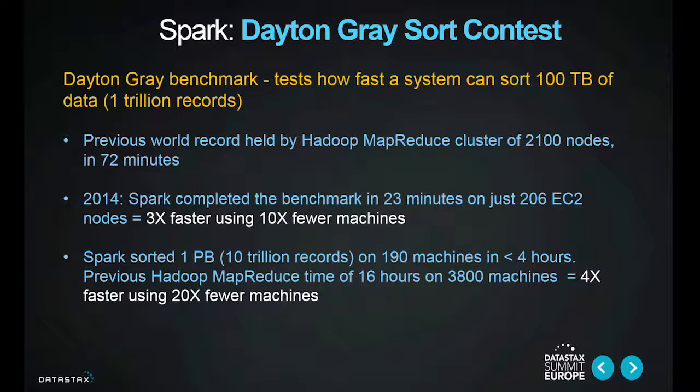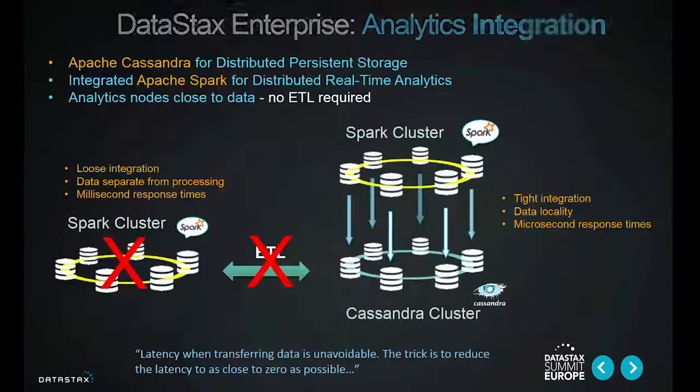Just to give you an indication of how fast Spark really is, the Daytona Gray benchmark contest is a test of how fast a system can sort 100 terabytes of data, which is 1 trillion records. The previous world record was held by a MapReduce cluster of 2,100 nodes. As you can see, it completed it in 72 minutes. And in 2014, Spark completed the same test on 206 EC2 nodes in 23 minutes. So it was 3 times quicker with 10 times fewer machines. So much less infrastructure involved and a much higher level of performance.